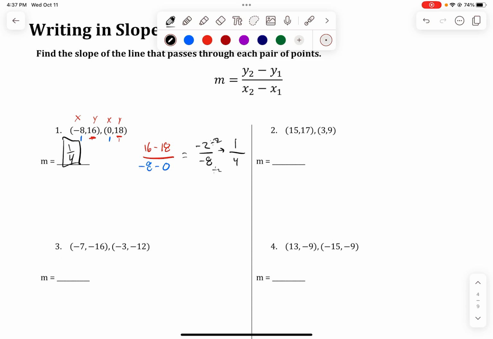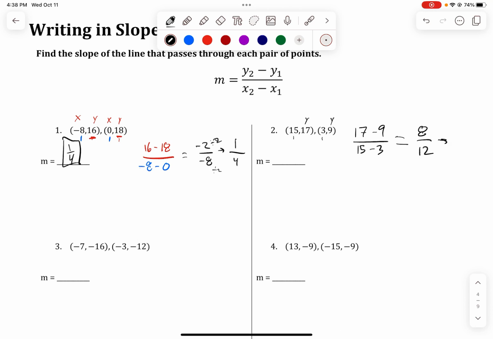In this one, just be careful of your negatives. This one doesn't have any negatives, so you're just going straight forward here. So let's see, 17 is a y, right? This is a y, this is a y. So 17 minus 9, once you get good at it, you can go a little faster like I am, obviously. All right, those are your x's. You put them on bottom. People often flip these, okay? So just be careful. Let's see, 17 minus 9, that's 8. 15 minus 3, that's 12.